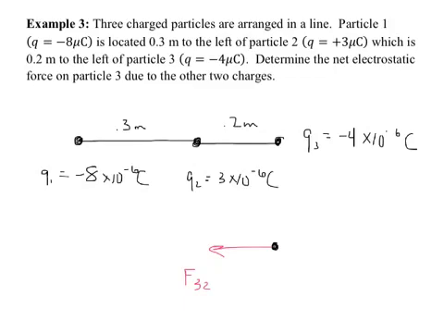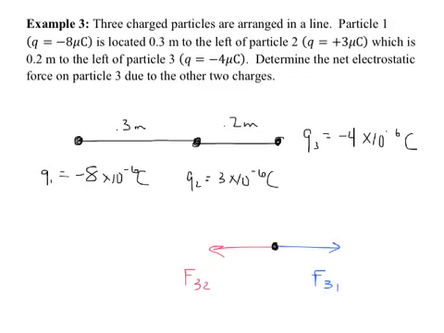What would the other one be? F, what direction? To the right. Why is this one going to be to the right? Because it's getting pushed apart. Yeah, again, like charges are repulsive. So charge 1 is going to push back against charge 3, because the same signs repel. And what would it look like? F31, the force on particle 3 due to particle 1.